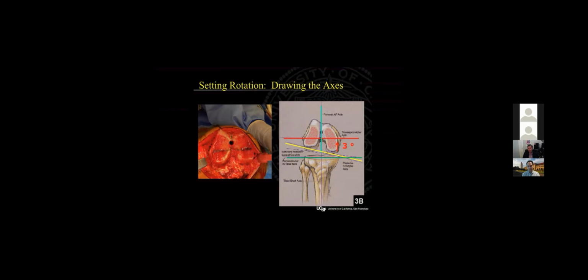In bad valgus knees with lateral condylar hyperplasia, the drawing of the axes is all the more important to me, as the standard 3 degrees of external rotation from the posterior condylar axis may still leave the patient in some degree of internal rotation.